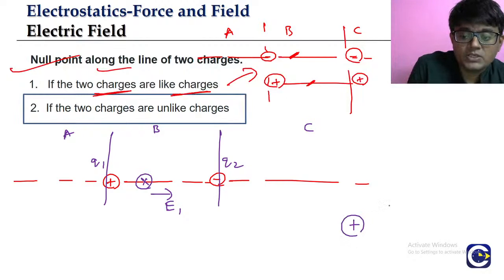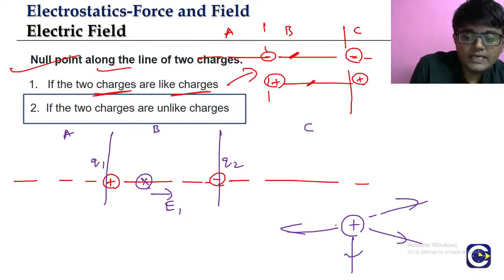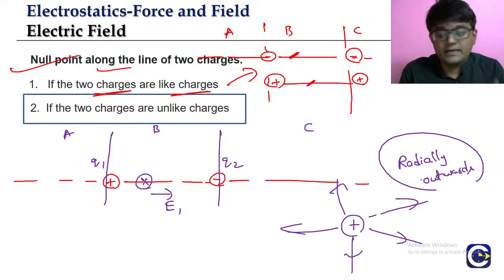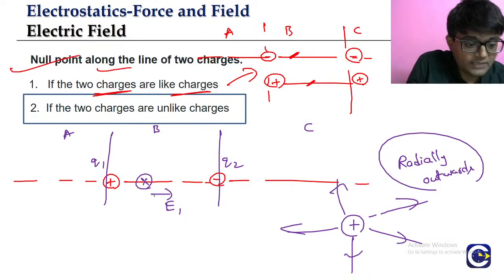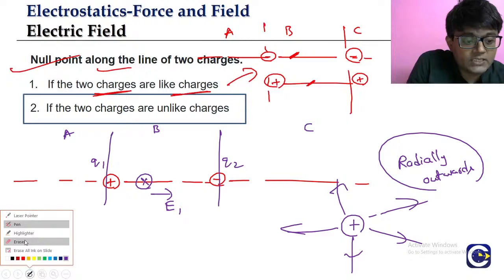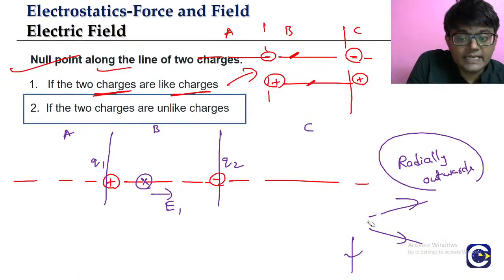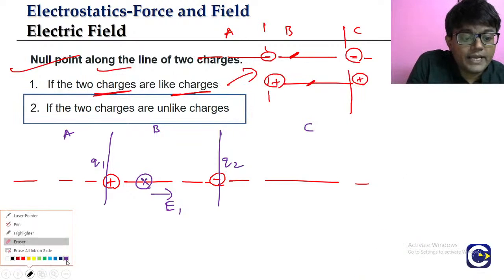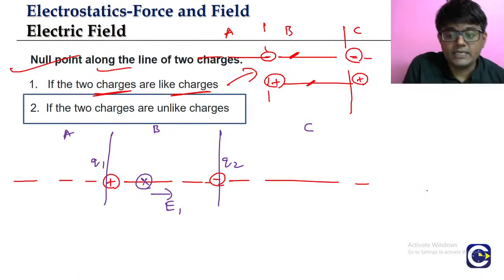If you have a positive charge, look at the directions of the electric field: wherever you see it, it will be away. So we say the electric field will be radially outwards. Now what is the second charge? Q2 is negative. Because of a negative charge, the electric field generated will always be pointing towards that negative charge.